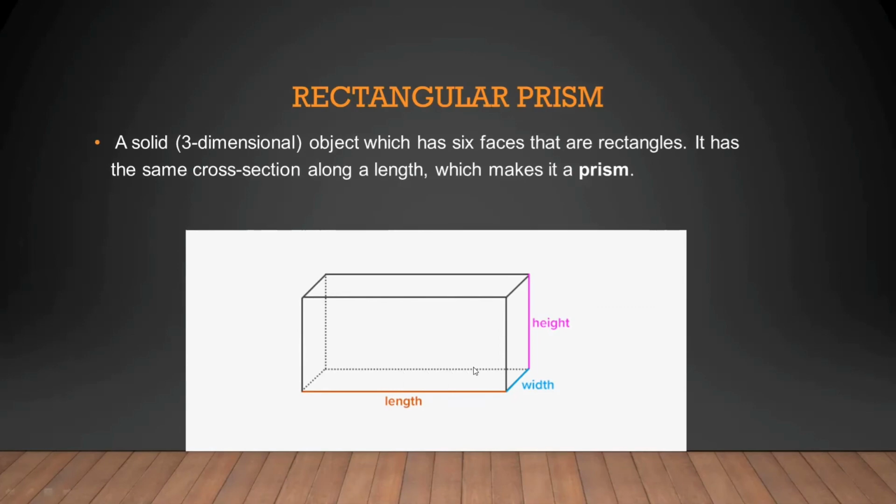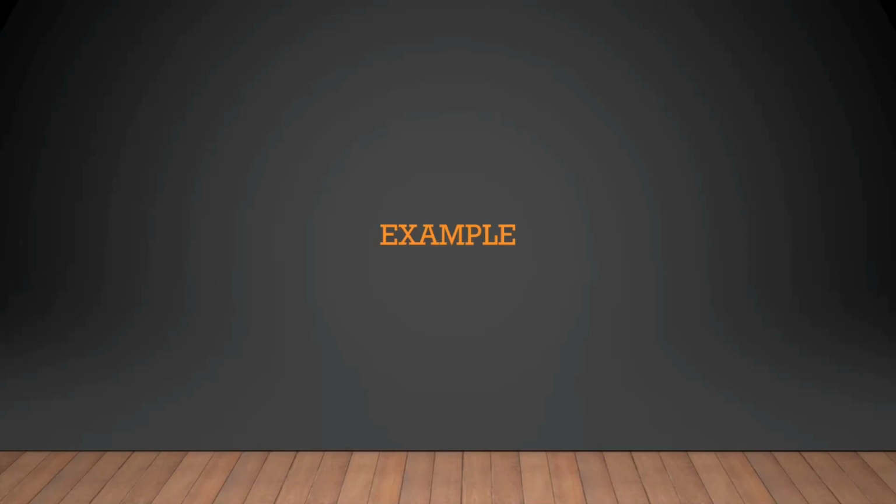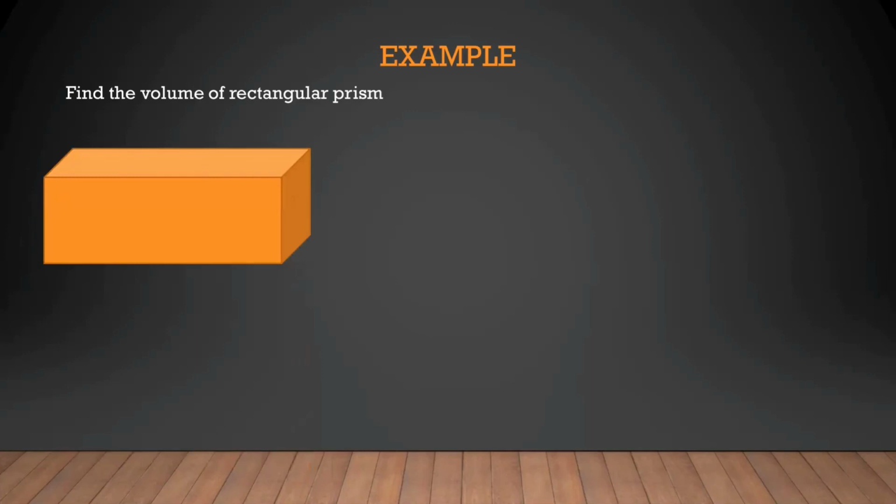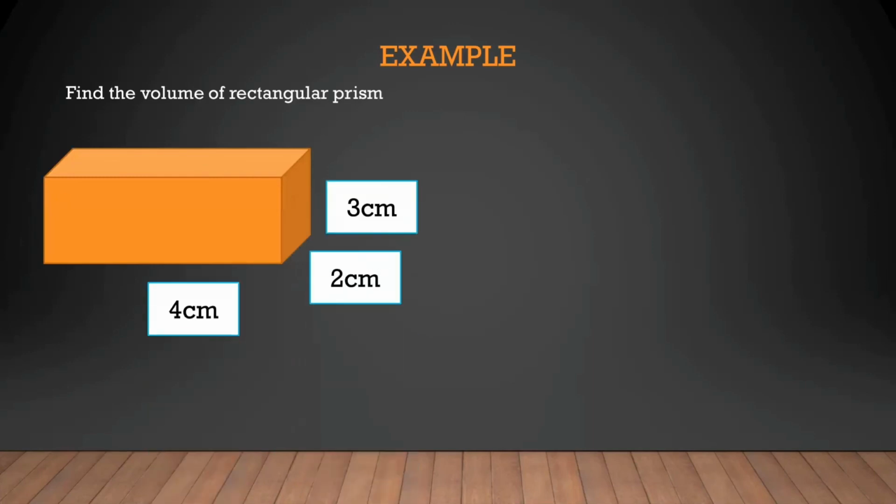So, paano ba natin masosolve yung volume ng rectangular prism? So, ang tawag dito is rectangular prism. So, masosolve natin yung volume niya using the formula ng length times width times height. So, let's have an example. Find the volume of rectangular prism. So, this is the rectangular prism. So, the length is 4 cm, the width is 2 cm, and the height is 3 cm.